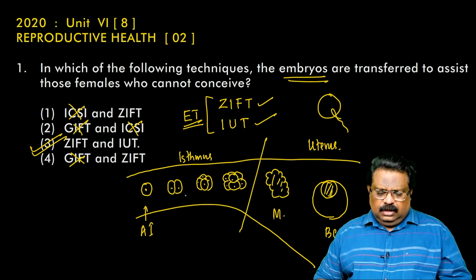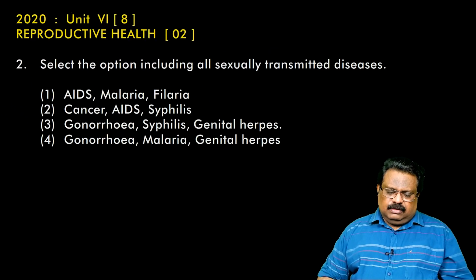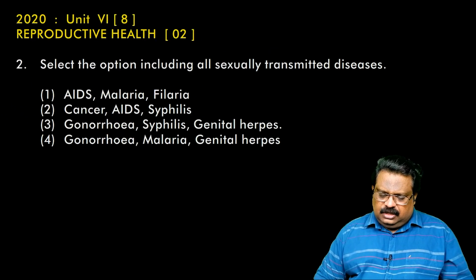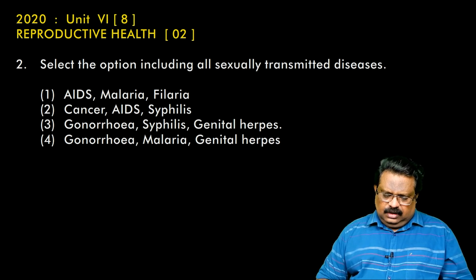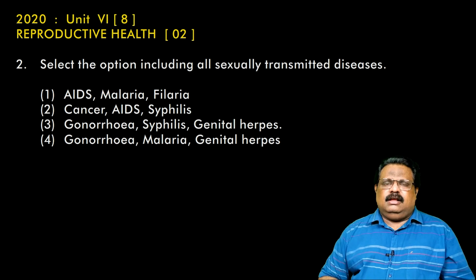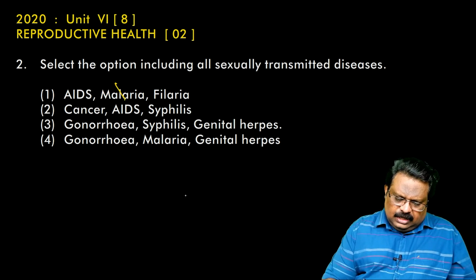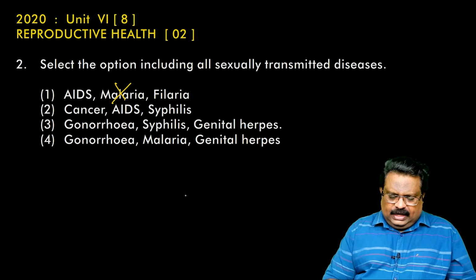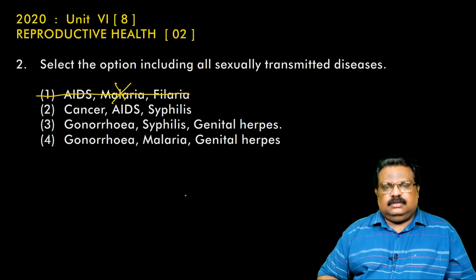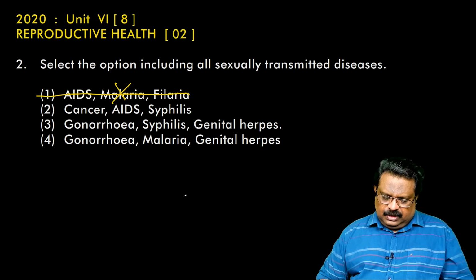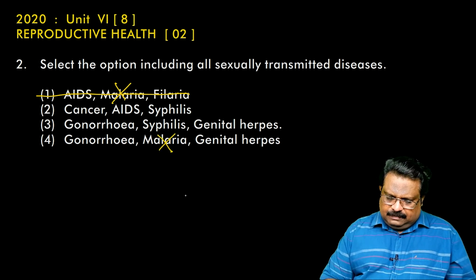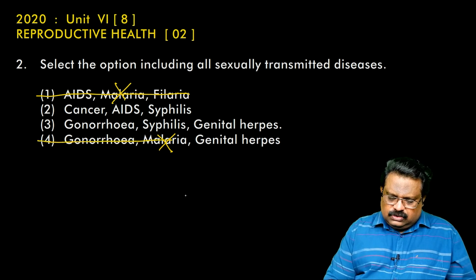Okay. Now the second question. The second question from reproductive health is an easy question. Select the option including all sexually transmitted diseases. So you can see malaria, an option is there. Malaria is not at all sexually transmitted. So we can easily delete the first option. Malaria is not sexually transmitted. We studied the life cycle of the malarial parasite. Okay. It is transmitted by the female Anopheles mosquito. Then in the fourth option also malaria is there. So we can eliminate that also.